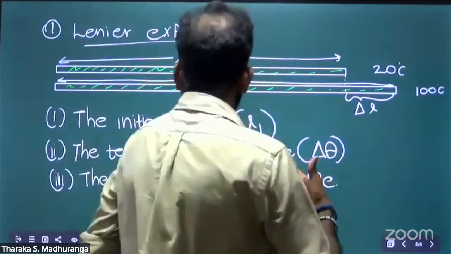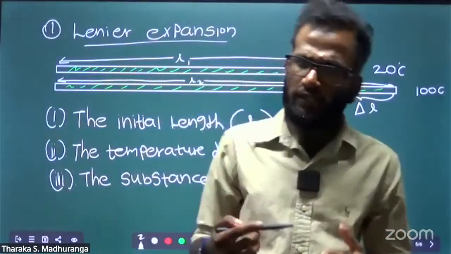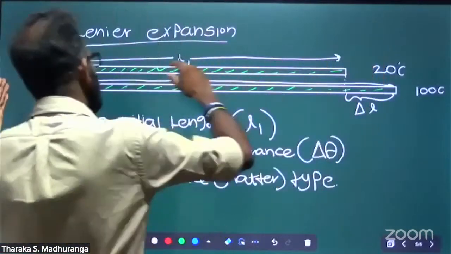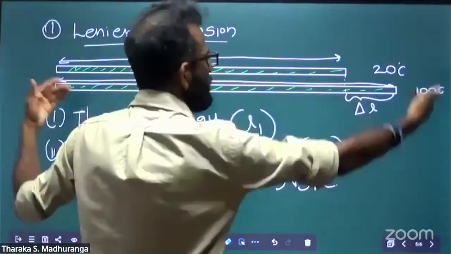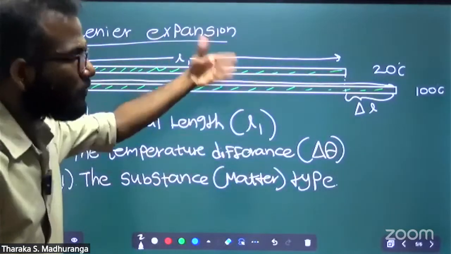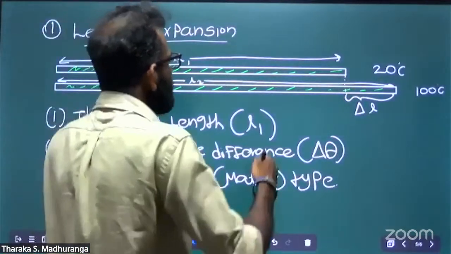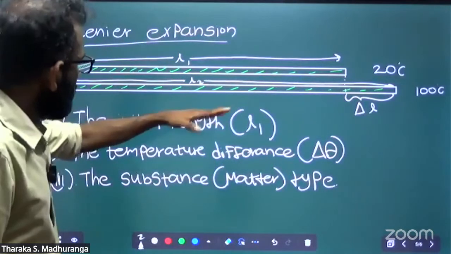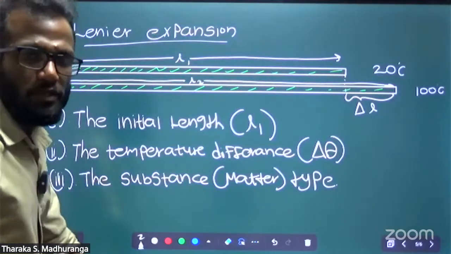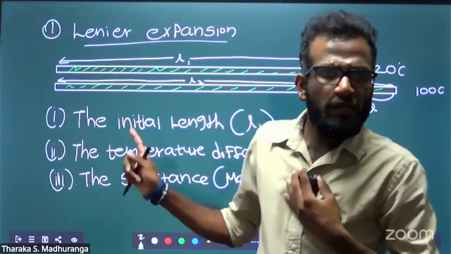Now you know there are three main factors affecting the linear expansion. The linear expansion is very simple. When this is the initial length and you increase the temperature, the length increases in only one dimension, length or height. There are three main factors: the initial length, temperature difference, and substance or matter type. We'll take the first one, initial length.